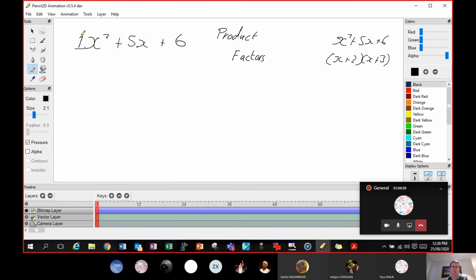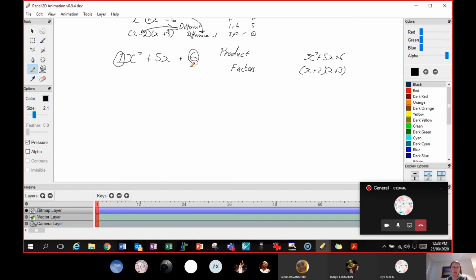So the first thing we're going to do is a product. We're going to multiply the number in front of x squared, which in this case is 1, times the number in front of c, which in this case is 6, because it's actually ax squared plus bx plus c. So the product of ac in this case would equal 1 times 6, which equals 6. So now we want to find the factors of 6. The factors of 6 are 1 and 6, 2 and 3.